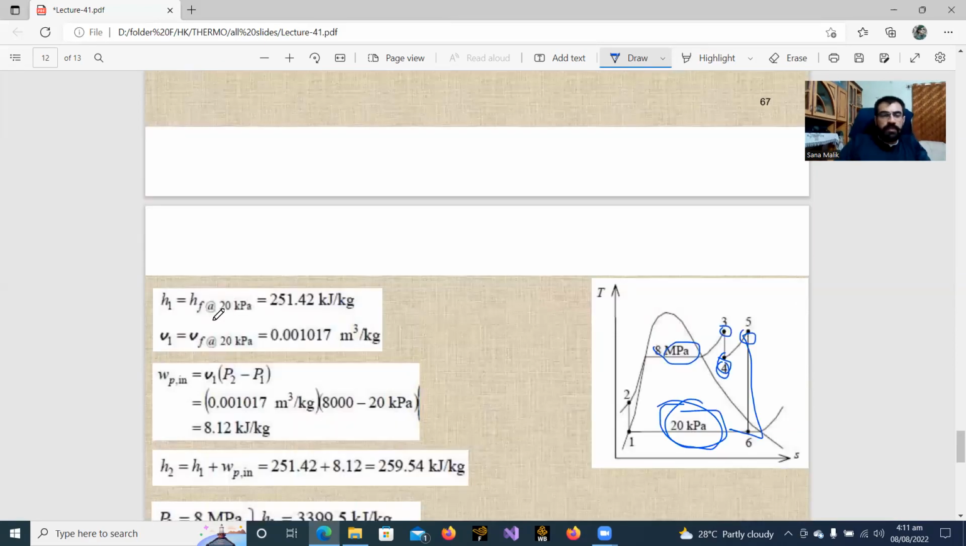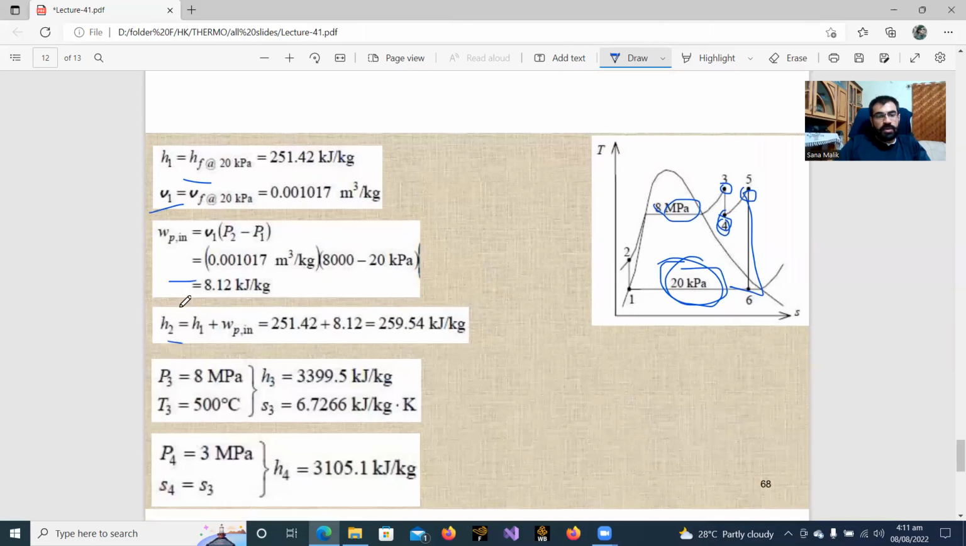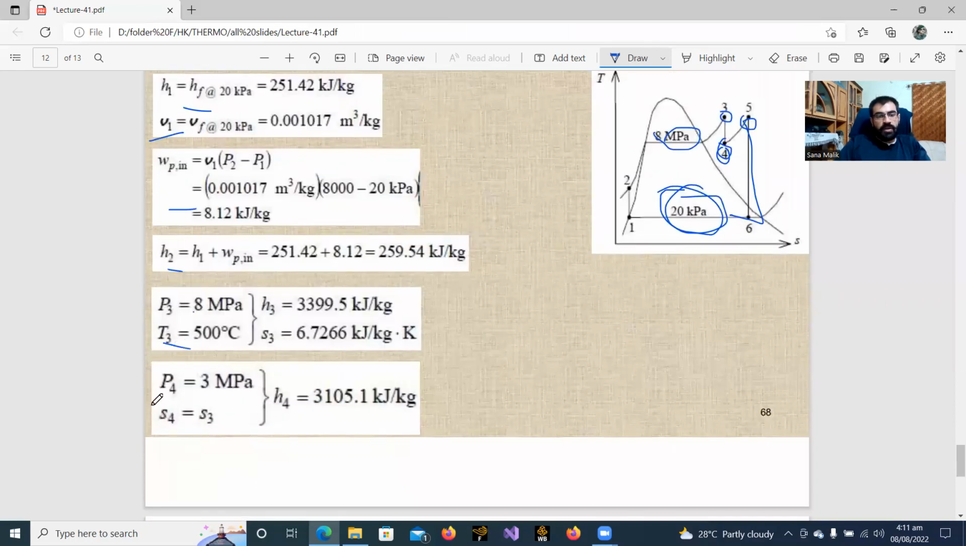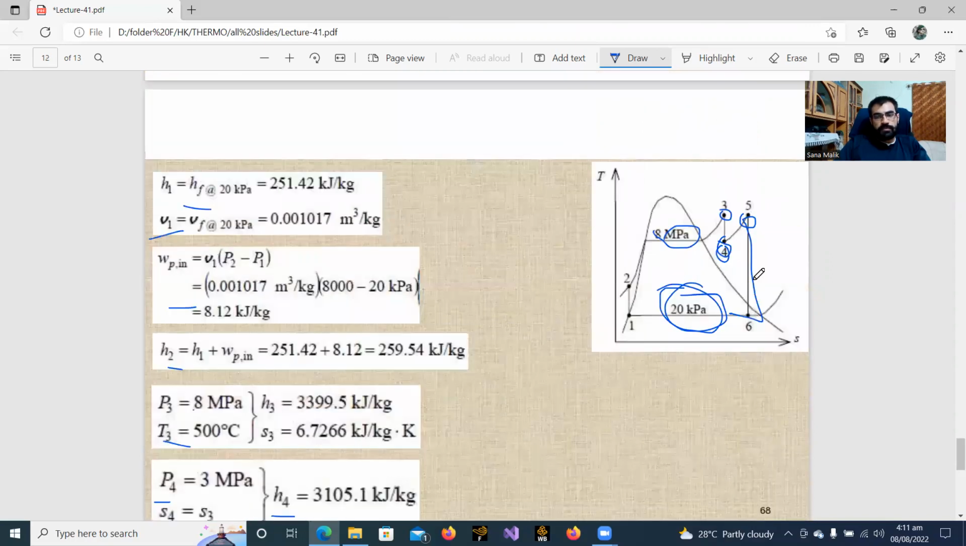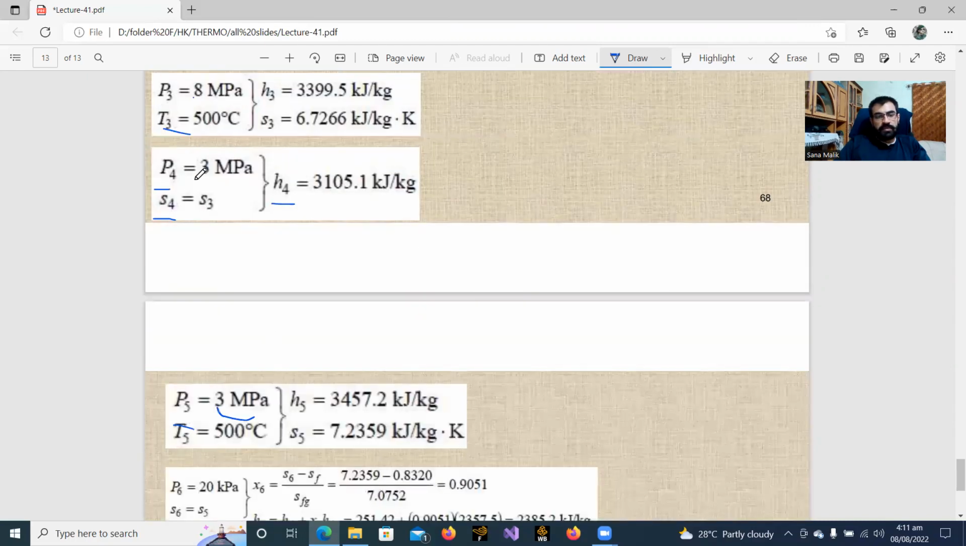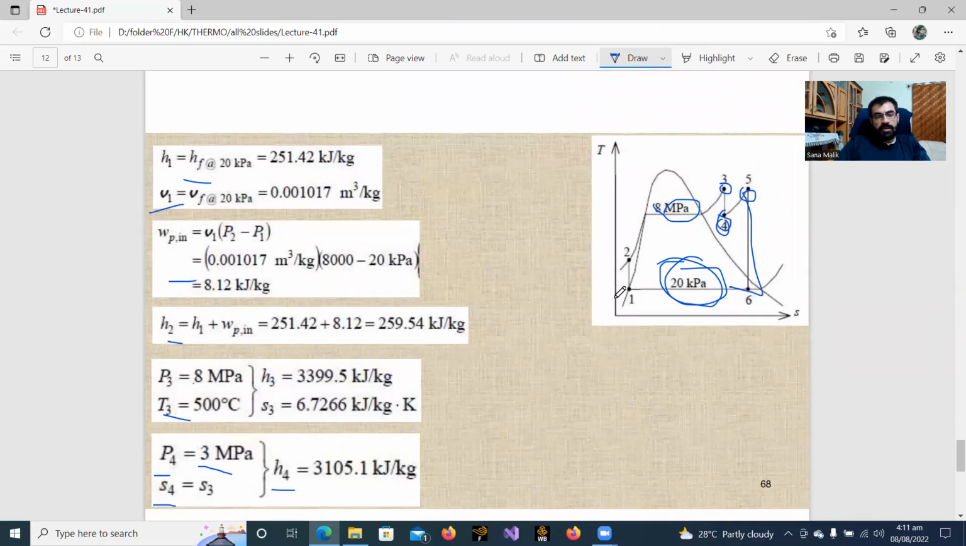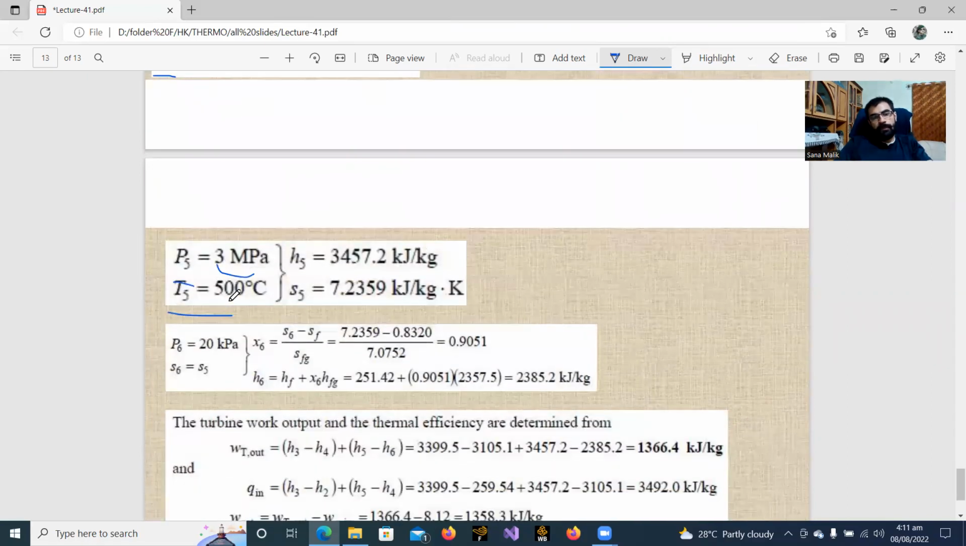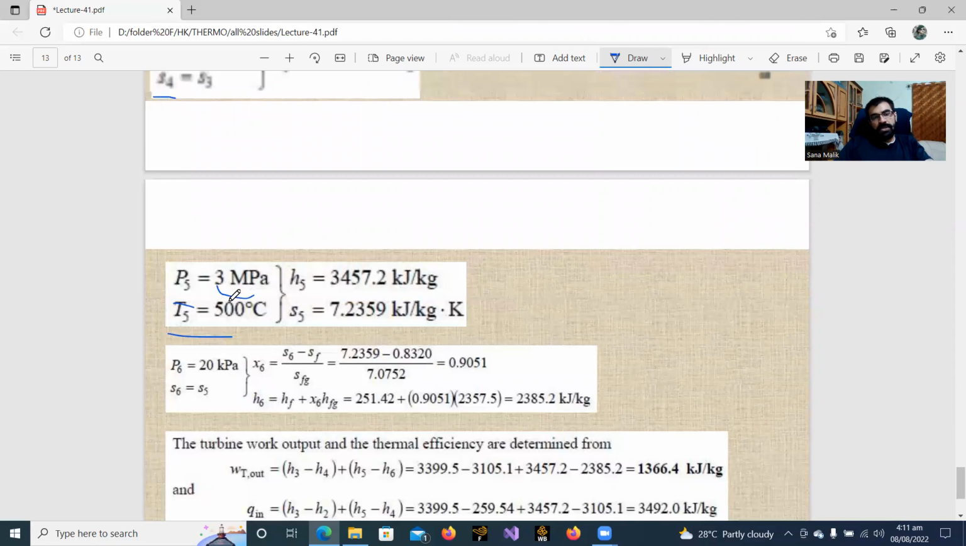You will find all the enthalpies: H1, v1, work from H2, P3, T3, P4, S4 equals S3. You find H4, P5. P5 will be P4, 3 megapascal. P5 is already given, constant pressure heat addition, and the temperature will be the same.